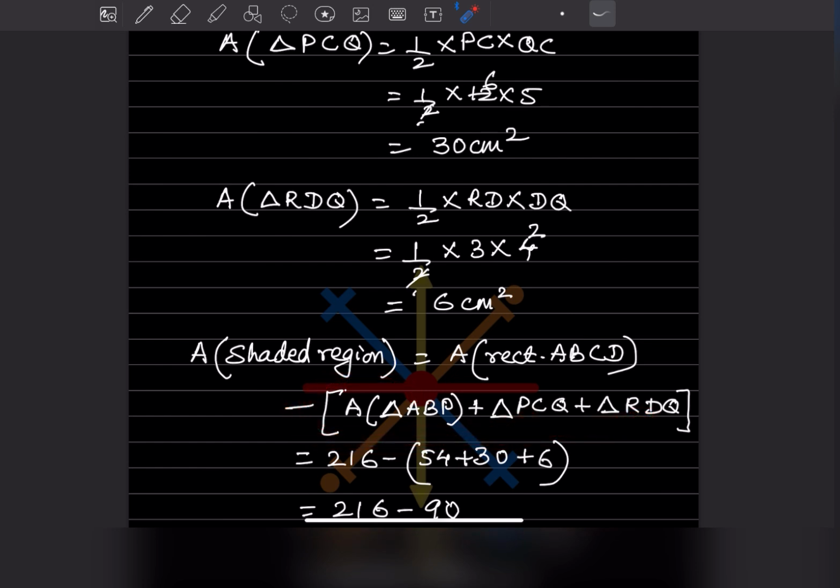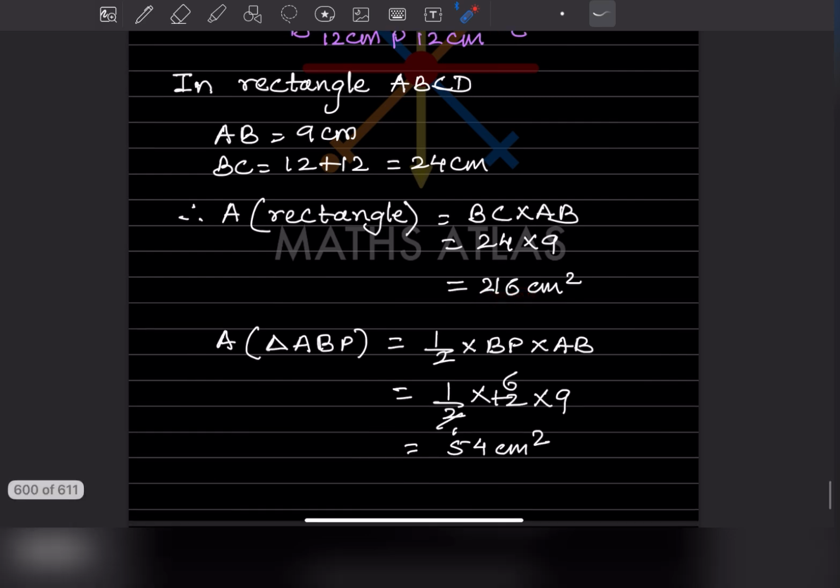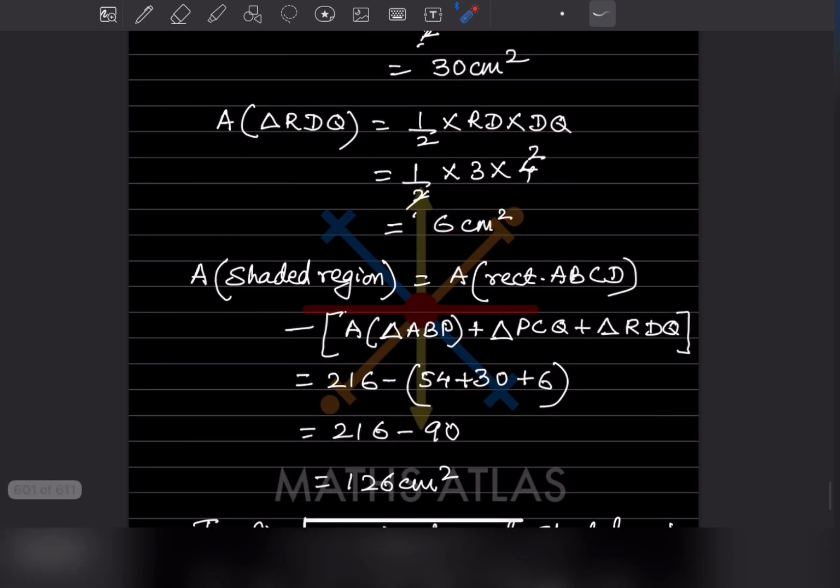Or you can write minus once and then put all of these inside, but here you have to write the addition sign inside. Whichever you feel easy, you can do it. So from the area of rectangle, you have to subtract all these. The area of rectangle we got as 216, and we are going to subtract this and this one. Since the subtraction sign is already outside, inside we can just put a positive sign. So 54 plus 30 plus 6, so that will be 216 minus 90, that is going to be 126 centimeter square.